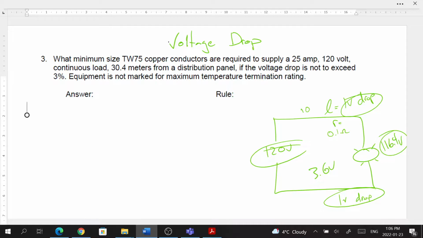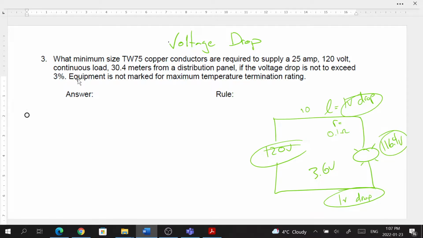Now, we haven't talked much about calculating the distance that you can run a conductor and not exceed that 3% voltage drop. But I want to touch on that now so that you might know it if it comes up on the test for whatever reason. Hopefully it doesn't, but it may.